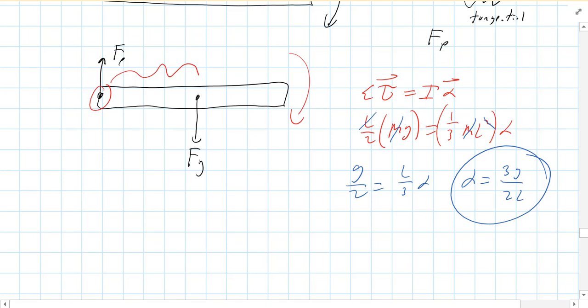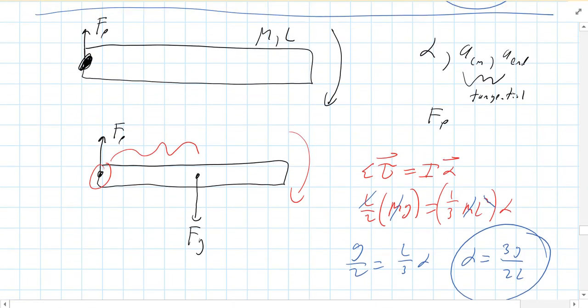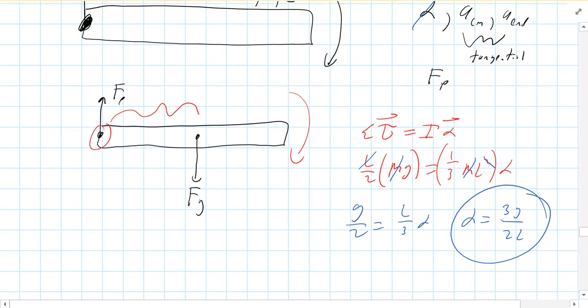Now do notice it does depend on L. So the longer the rod is, the slower this thing will accelerate, and the longer it'll take to, let's say, get to vertical. All right. So we found the angular acceleration of the rod. That's the same everywhere along the rod. What about the tangential acceleration? In other words, the center of mass has a tangential acceleration, and the end of the rod has a tangential acceleration. What are those?